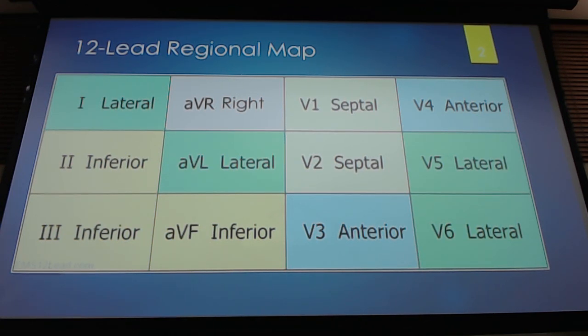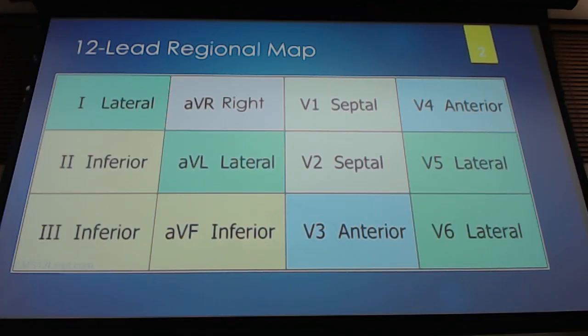But it doesn't look like that. I need to know what part of the heart that's looking at. And that's what this regional map tells you. Leads 1, AVL, 5 and 6, they're looking at the lateral side of the heart, the left lateral side. Okay? 1 and AVL give us the higher part of that left ventricle, and then 5 and 6 look at the lower part.